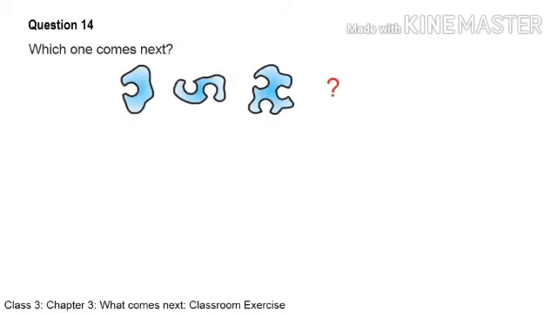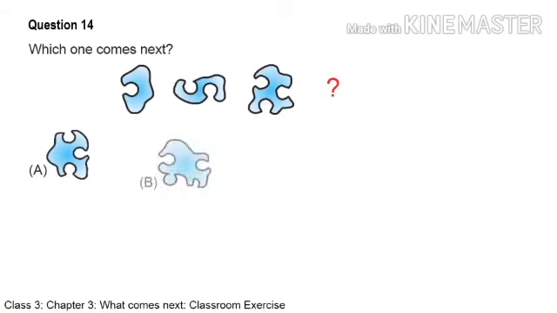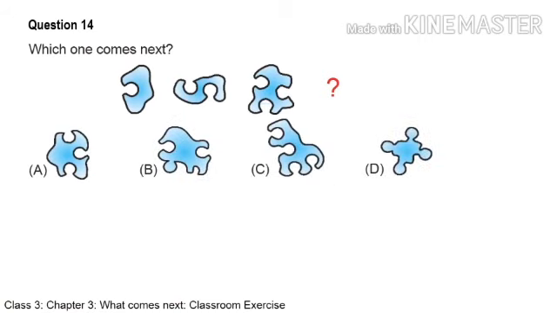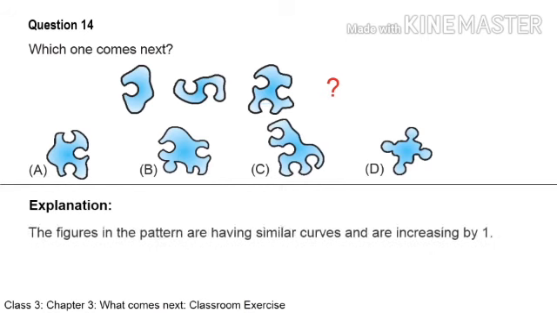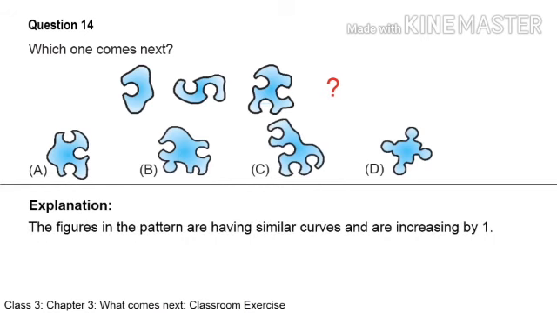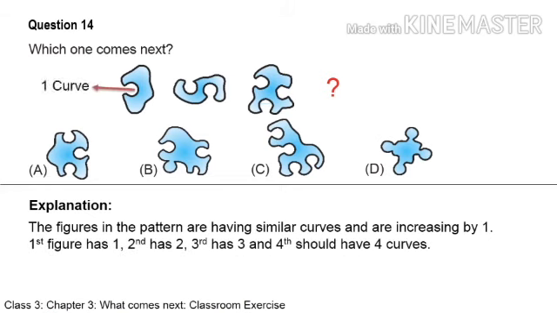Let us have a look at the last example. Which figure will come next in the series? Is it option A, B, C or D? You will observe that the figures in the pattern have similar curves and are increasing by 1. The first figure has 1, the second has 2, the third has 3 and the fourth should have 4. Amongst the options A, B, C and D, only option C has 4 curves. Hence, option C comes next.